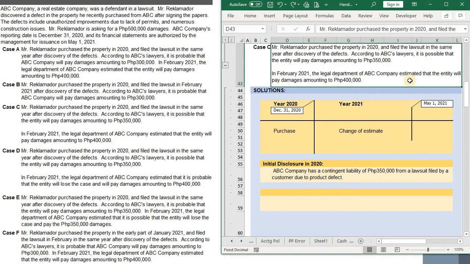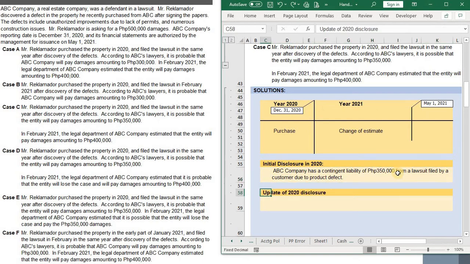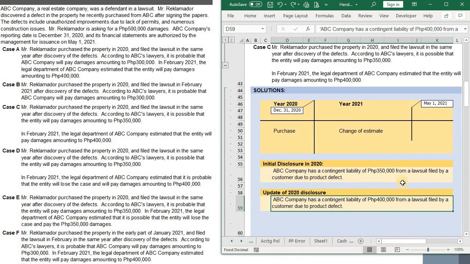So it means that we are not going to prepare again a journal entry as an adjusting journal entry because the likelihood is still possible. We are only going to record a liability if the likelihood is probable, which is more than 50%. So in this case, we are only going to update the disclosure made in 2020. So as an adjusting event, we are going to update the disclosure from 350,000 to 400,000 pesos.